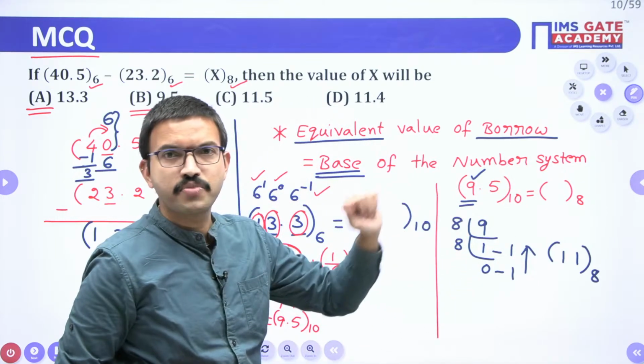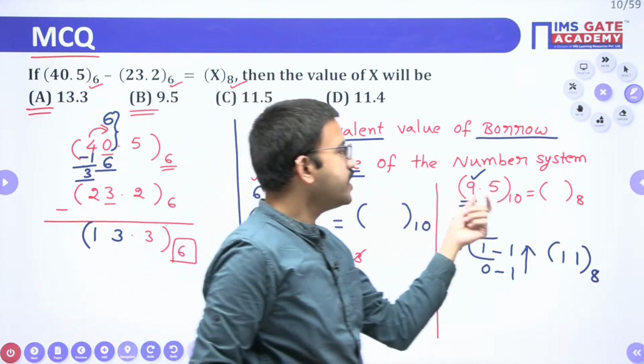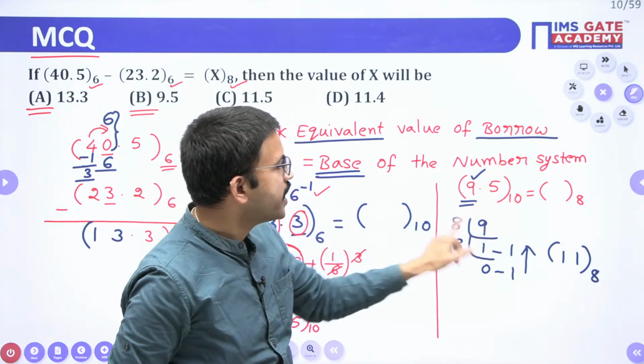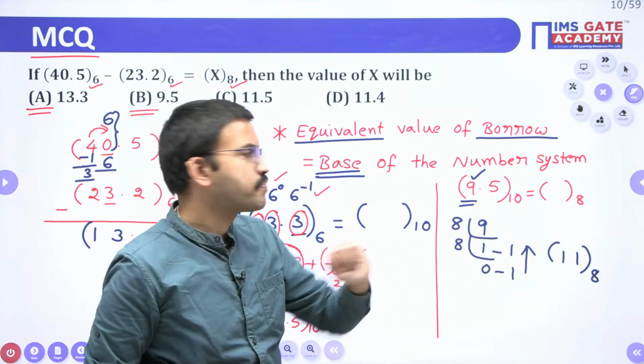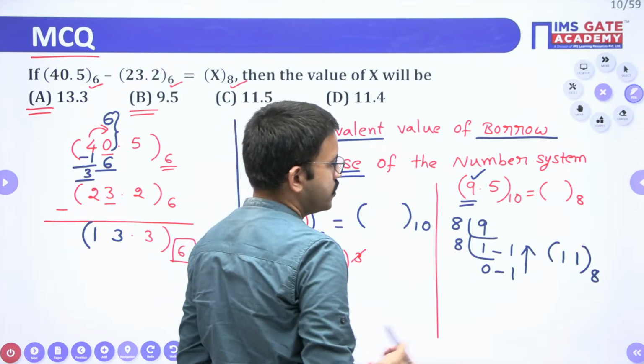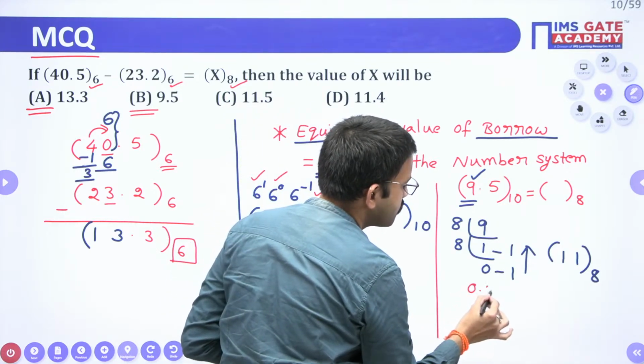If you don't have a fractional part, and only the integer number 9, the equivalent number is 1 1. But here you have 0.5 also. Regarding 0.5, what will we do? Any guess? What is the approach?